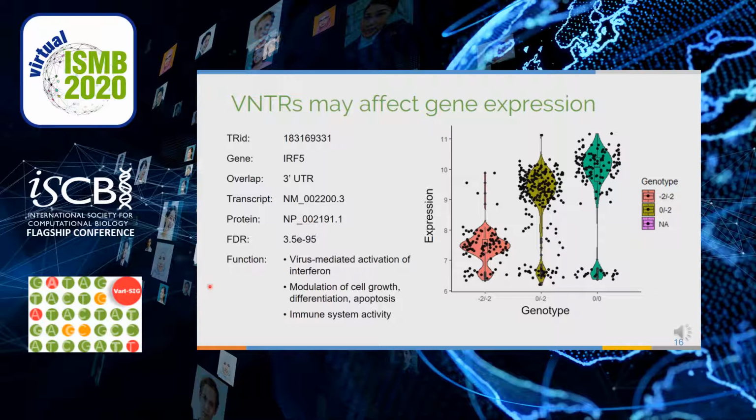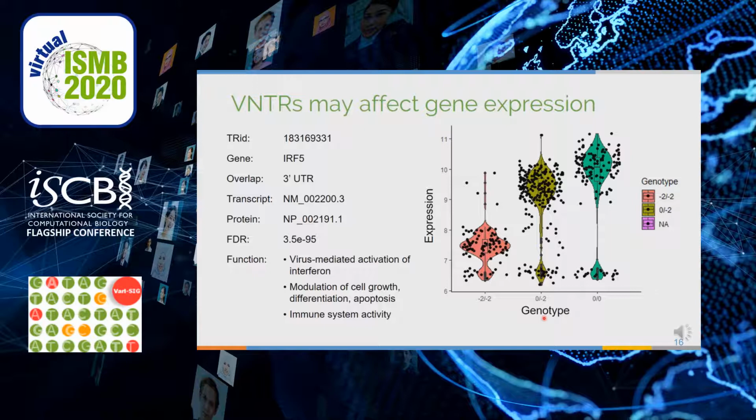The next thing I want to investigate is whether these VNTRs are affecting gene expression. To do so, I did a chi-square test on the genotype and the expression, depending on whether a VNTR was inside the intron of the gene, in an exon, if it overlapped the 5' UTR or the 3' UTR, or if it was in the promoter region, which is 1,000 base pairs upstream.